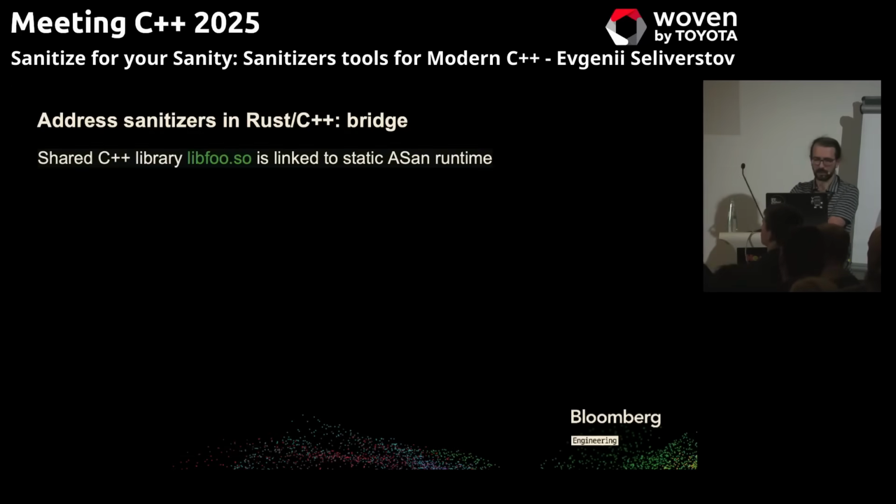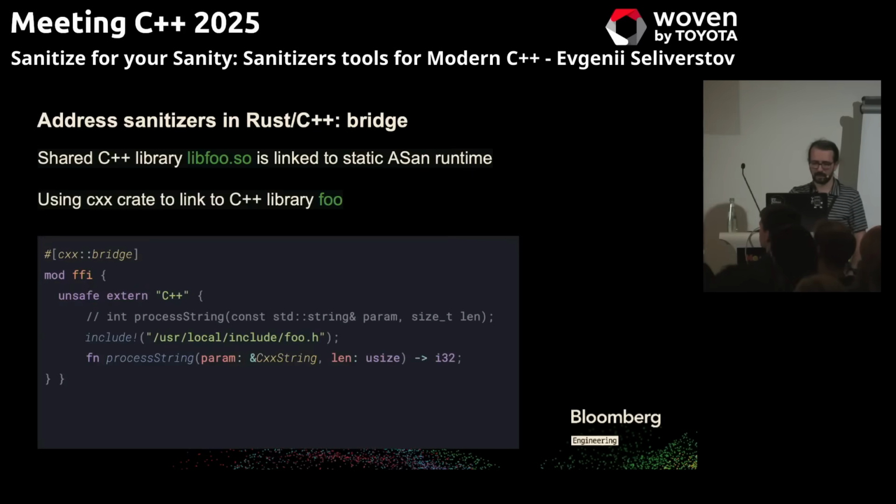First of all, imagine we have a library called libfoo. It's linked to the static runtime, so we just rebuild it. And then we go to the CXX crate and make a bridge. So libfoo exports the header file. So we are building this bridge from a declaration, which is actually placed in foo.h. It could be just the whole content of the file. And then we write a small prototype in Rust. So that's all you need to write to make a binding from C++ to Rust.